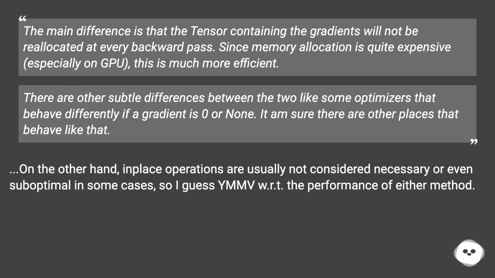There are other subtle differences between the two, like some optimizers that behave differently if a gradient is 0 or None. I'm sure there are other places that behave like that. On the other hand, in-place operations are usually not considered necessary or even suboptimal in some cases, so I guess you should measure the performance of either method.